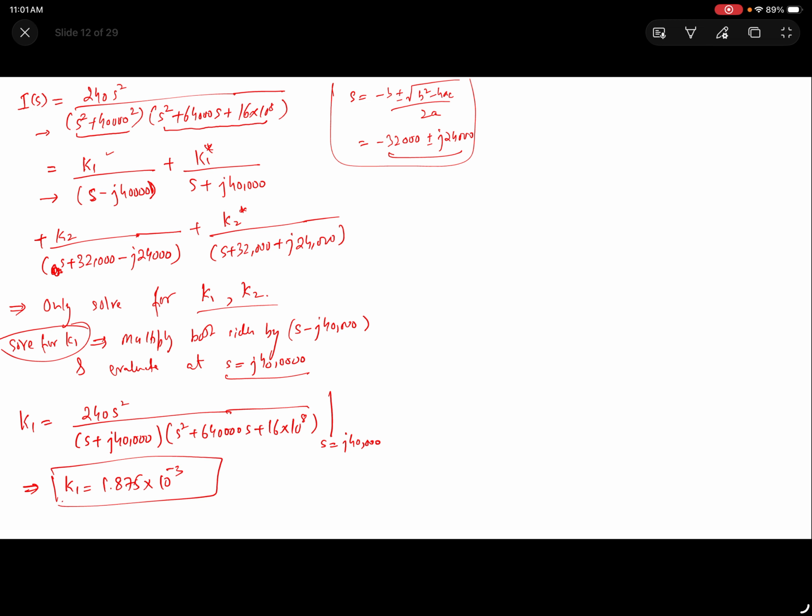Nice. If k1 is this, k1 prime should be the same, since it's just a real number, so the conjugate of a real number is just the real number. There's no imaginary component here. Now let's find k2.